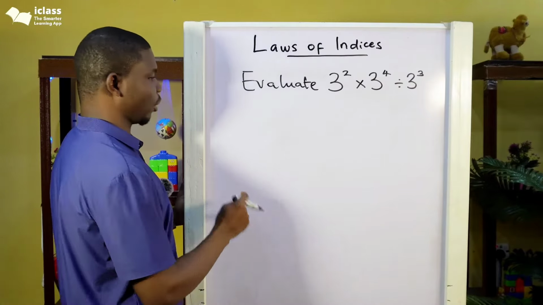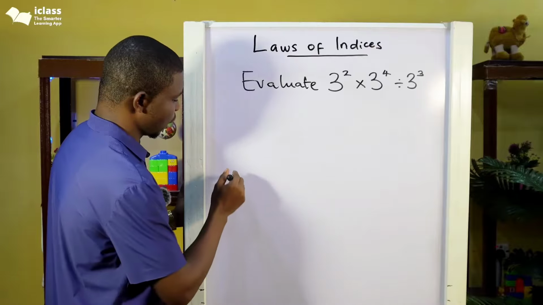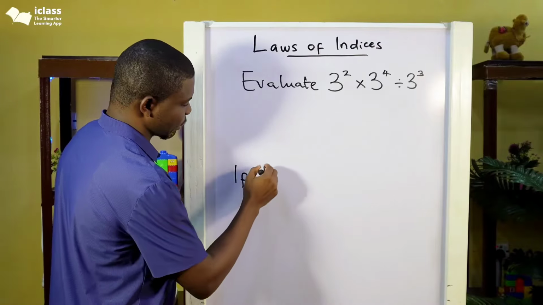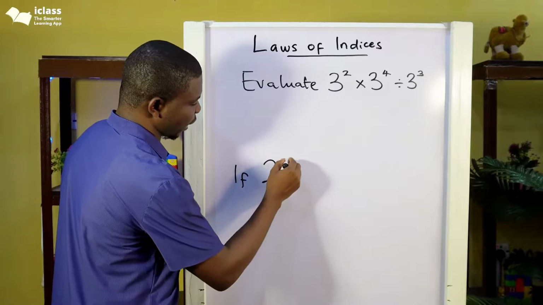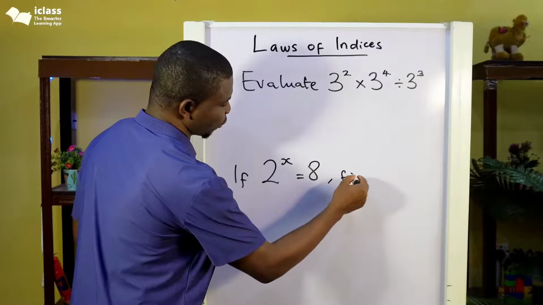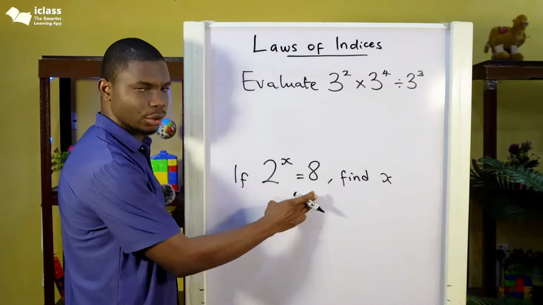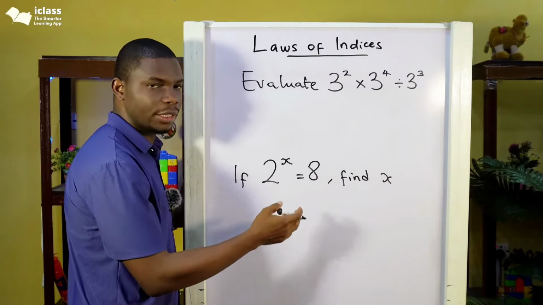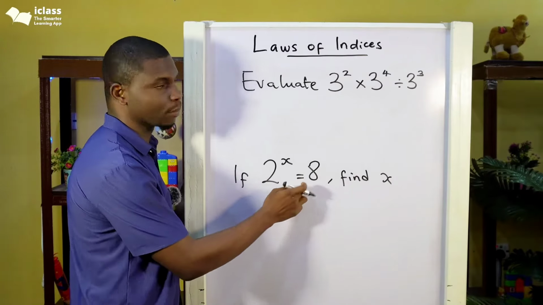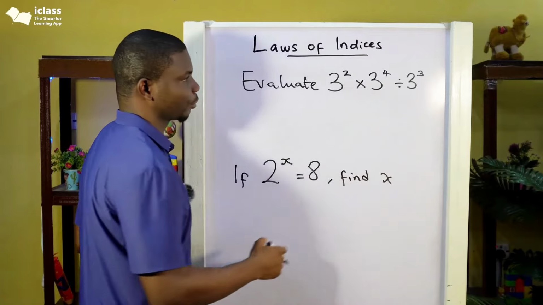But then questions can also come in the form of an equation. For instance, if 2 raised to power x is equal to 8, find the value of x. So this is an equation. By equation, there's always an equal sign in an equation, while in the other one there's no equal sign. So this is an expression.